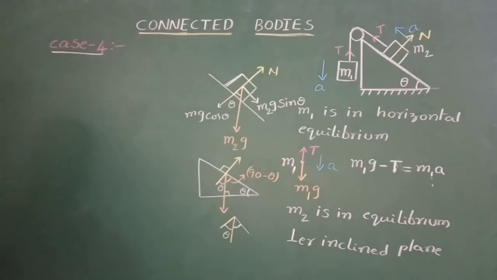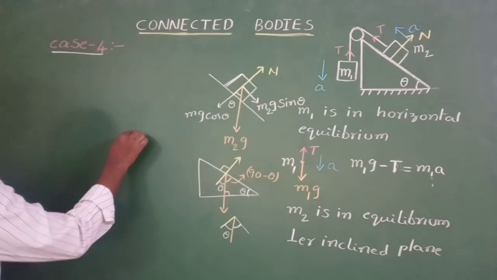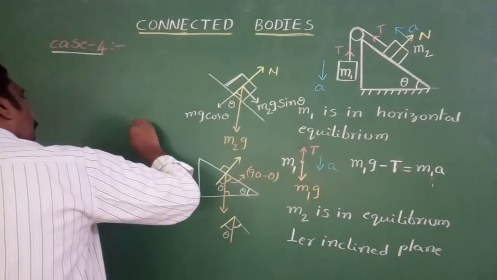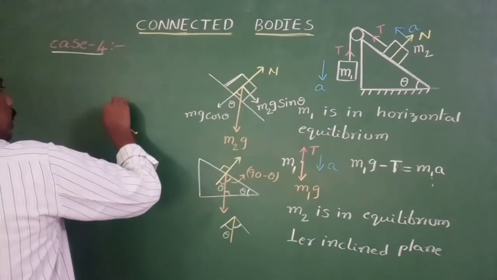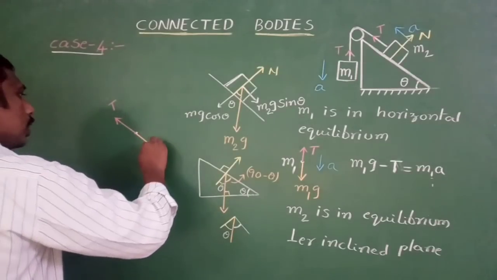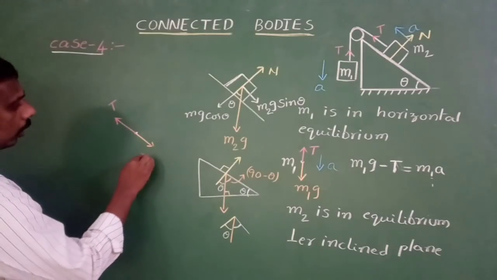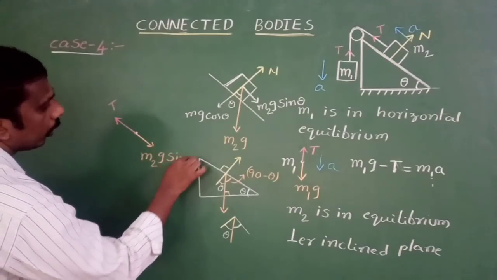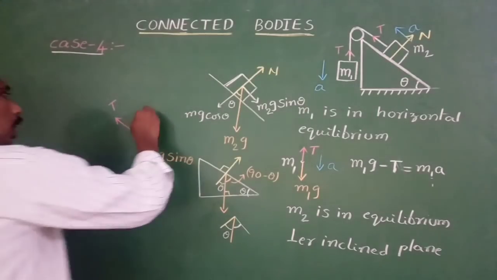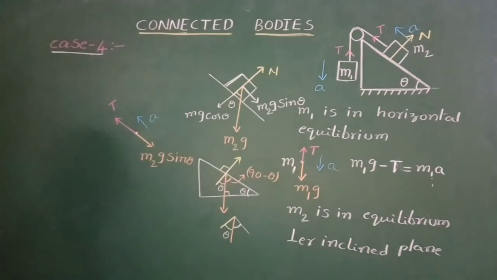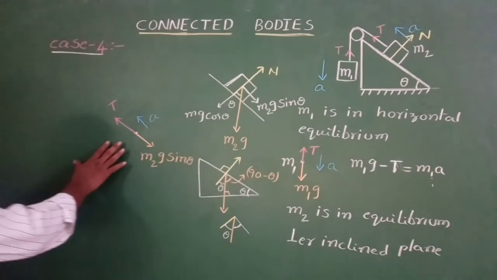So draw the free body diagram for the second block. Take the second block. On the second block, tension is acting up the inclined plane. In this direction, the component of weight is acting down the inclined plane, m2g sin theta is acting, and this block is going up the inclined plane with an acceleration a. Now write one equation with this.